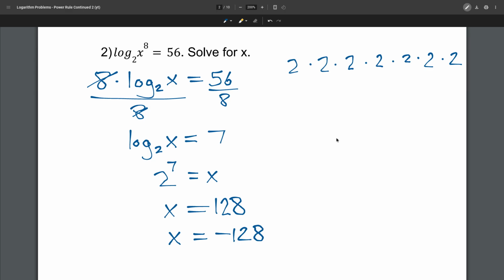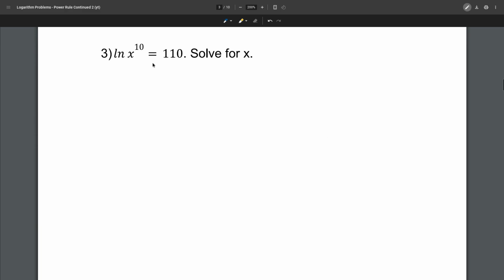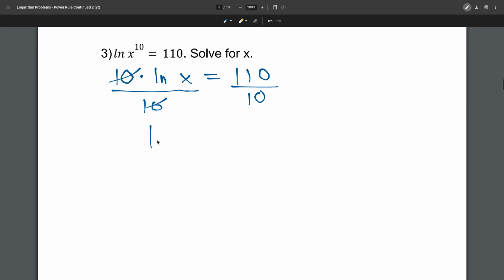Okay, let's try another one. Problem 3, we have the natural log of x to the 10th power equals 110. I'm going to rewrite that as 10, so I'm taking this exponent and moving it to multiply by the natural log of x. That equals 110. Now I can divide both sides by 10. The 10's here cancel. I get the natural log of x equals 11.